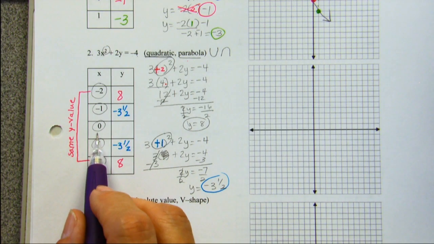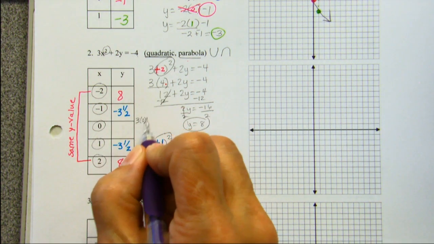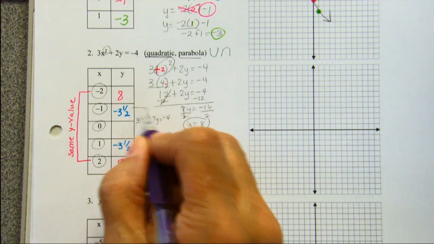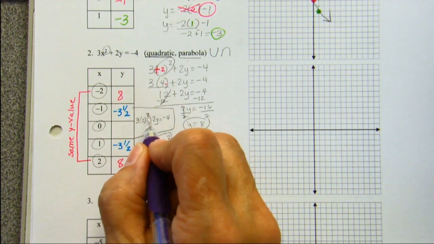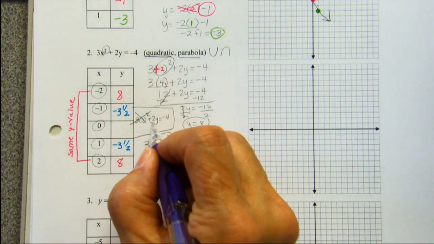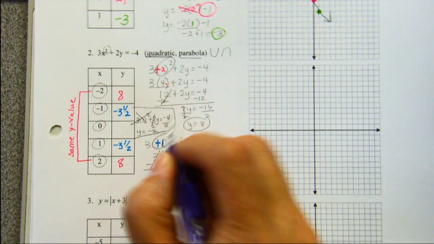Okay, and then the only one left is 0. So I have 3 times 0 squared plus 2y equals negative 4. 0 squared is 0, times 3 is 0. Divide by 2, and y is going to equal negative 2.